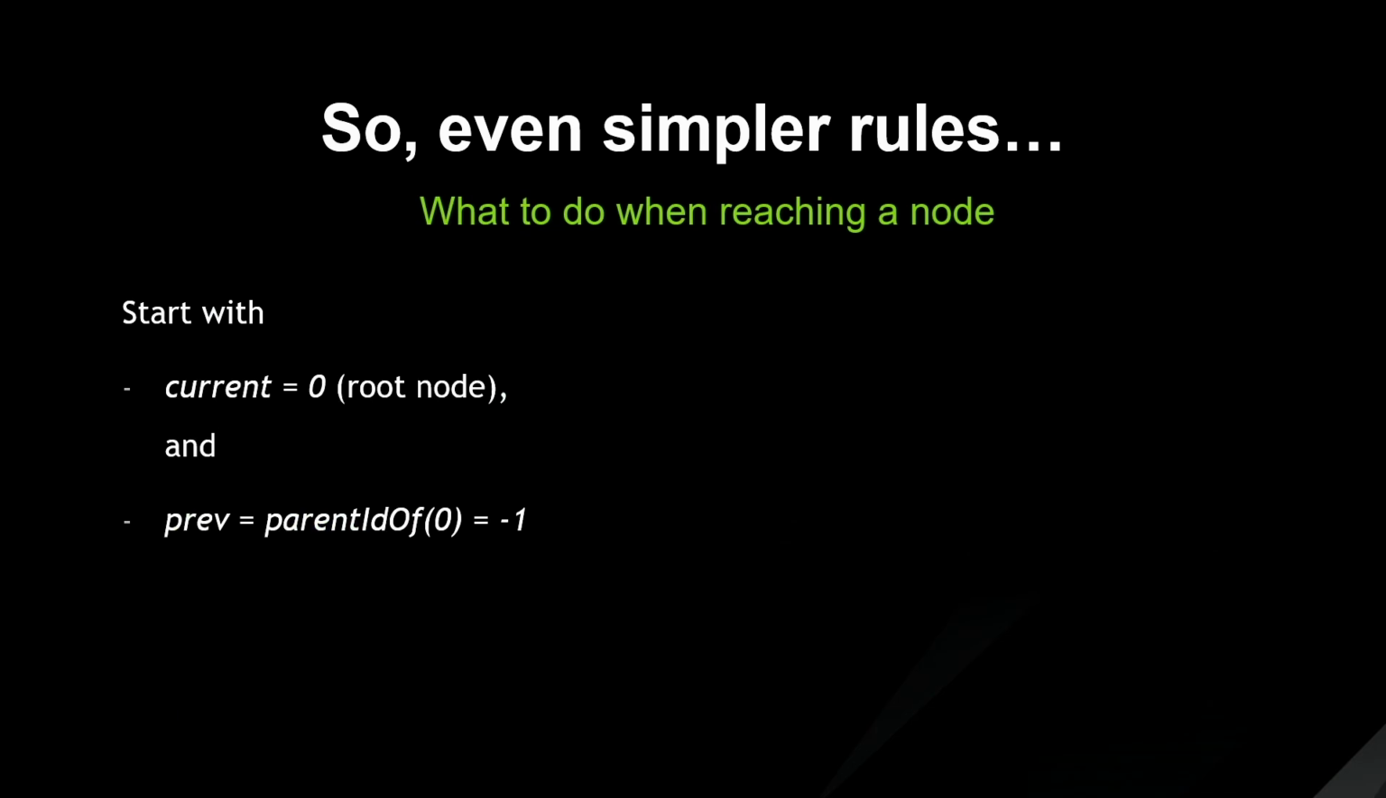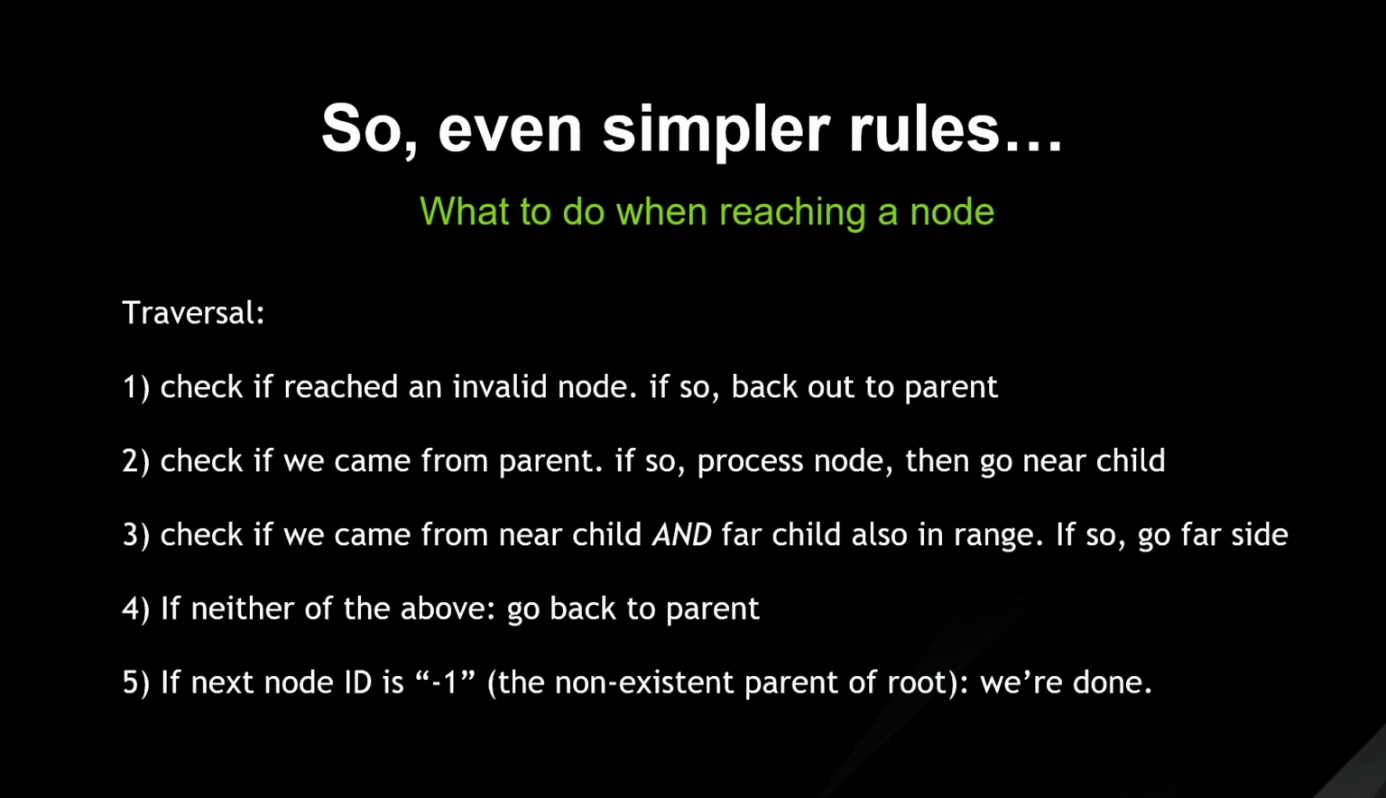So we end up with some very simple rules. We start our state machine by saying the current node is 0, which is the root node, and the previous node is the parent ID function of 0, which is -1. And then we start iterating this thing. In this traversal, the first thing we do is this hacky thing: we check if the current node ID is invalid. If so, don't do anything, just set next to the parent and we're done, right? Very easy thing. And everything else will then fall into place.